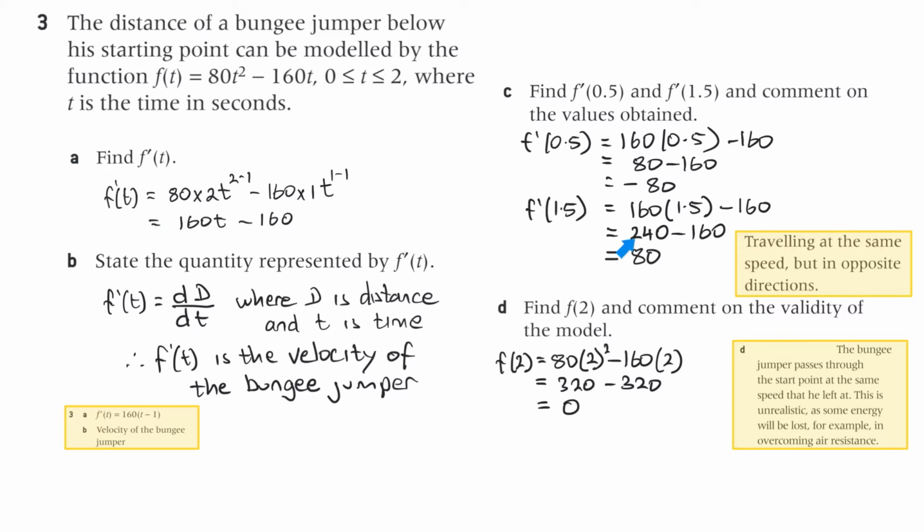And then at 1.5 we get 80. So that's minus 80. This is 80, traveling at the same speed but in opposite directions. D, find the function at 2, right? Be careful here. This is asking us the derivative at 0.5, x 0.5.